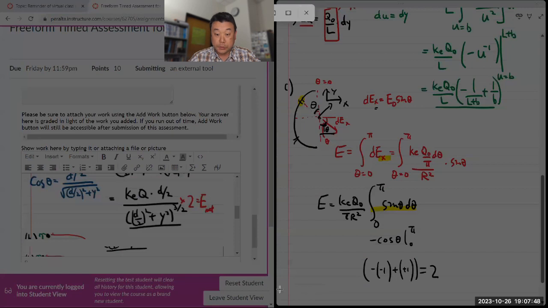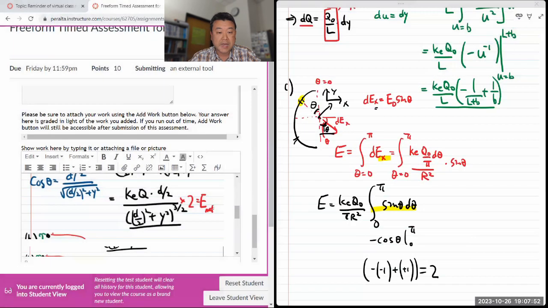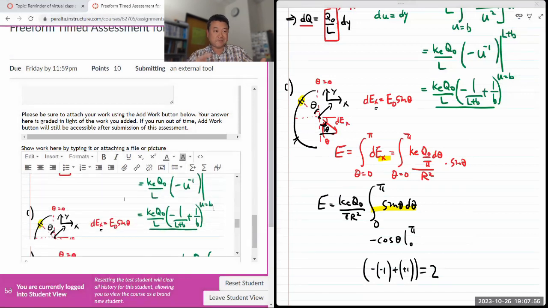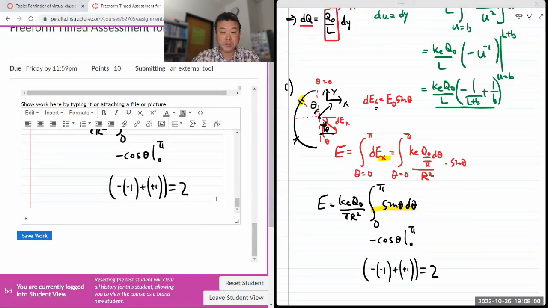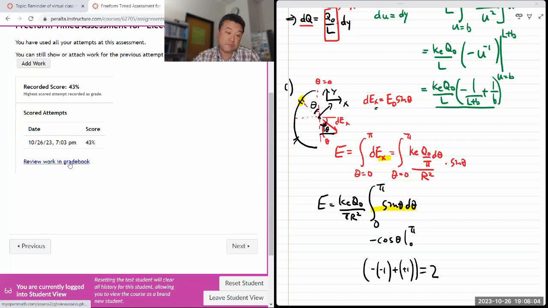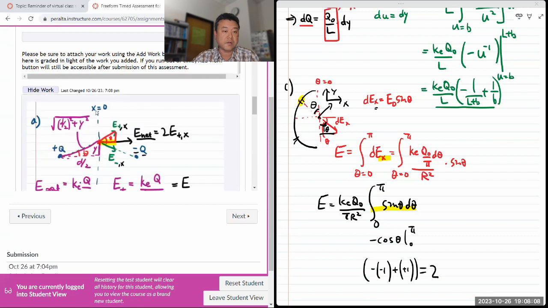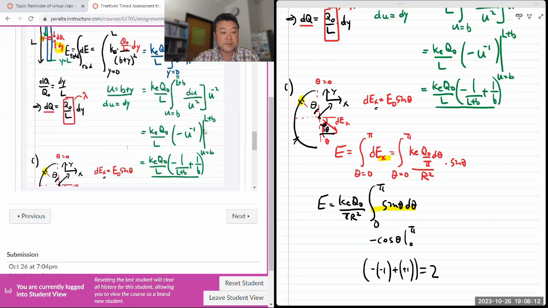And again, for you, I recommend that you take some time to organize your work. There isn't any kind of time limit for attaching work. It does timestamp it, but I don't pay too much attention to it, as long as you are not changing your work after I've graded. So let me save work, and I can review that in this view. So in this view, I can see the work but not change it, other than rotating the image.